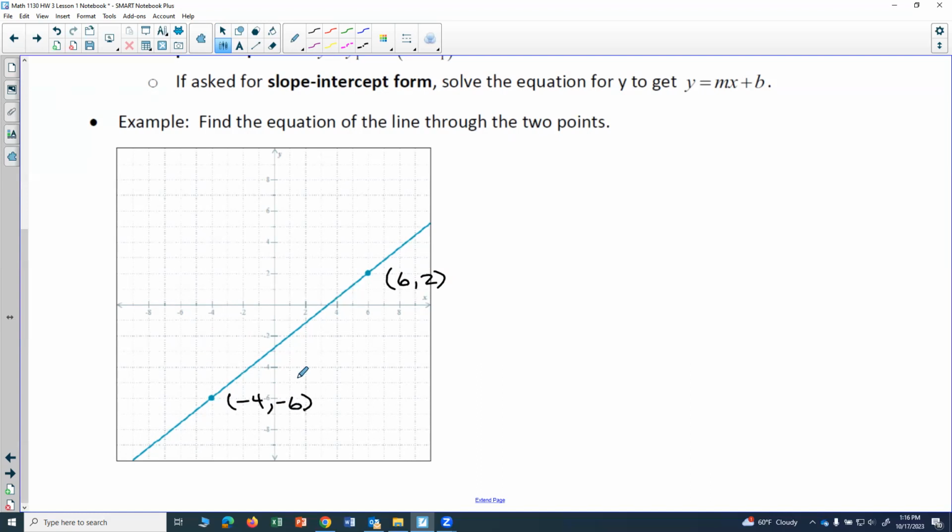Okay, so I've got my 2 points. And what I want to do is label them just like I did when I was finding the slope. I'm going to label this as (x1, y1). And I'll go ahead and label this one as (x2, y2). And it doesn't really matter which one you label as the first point and which one you label as the second point.